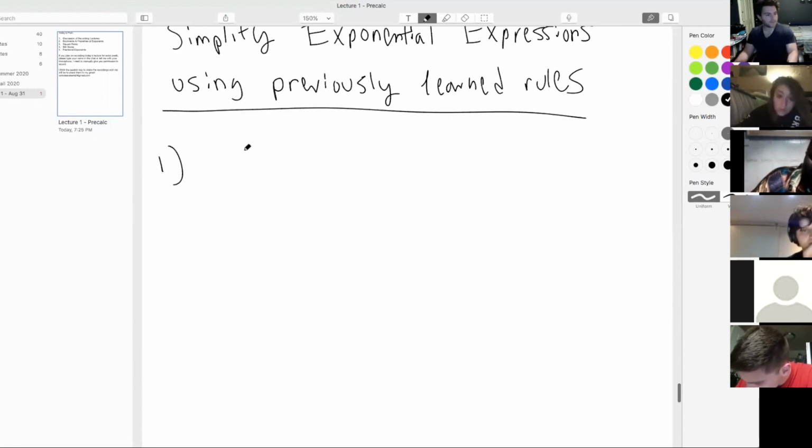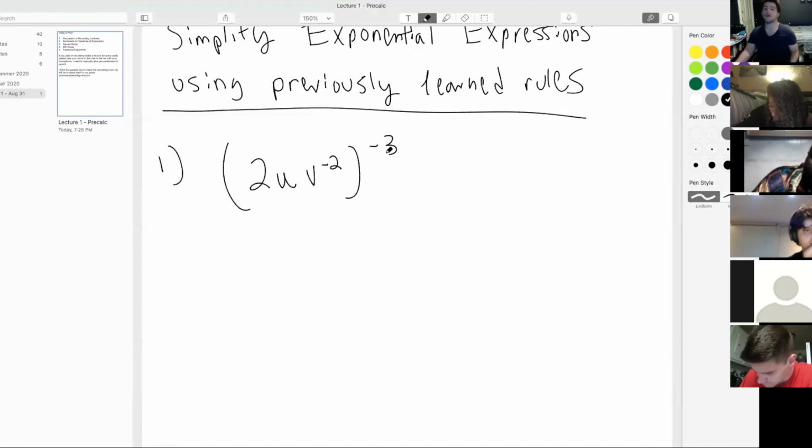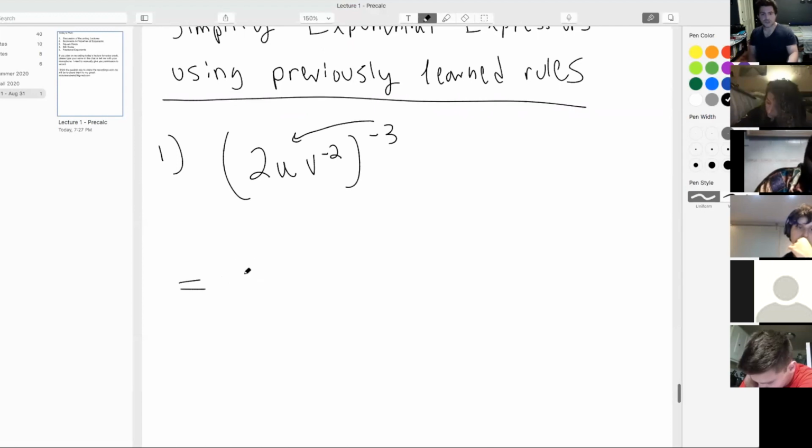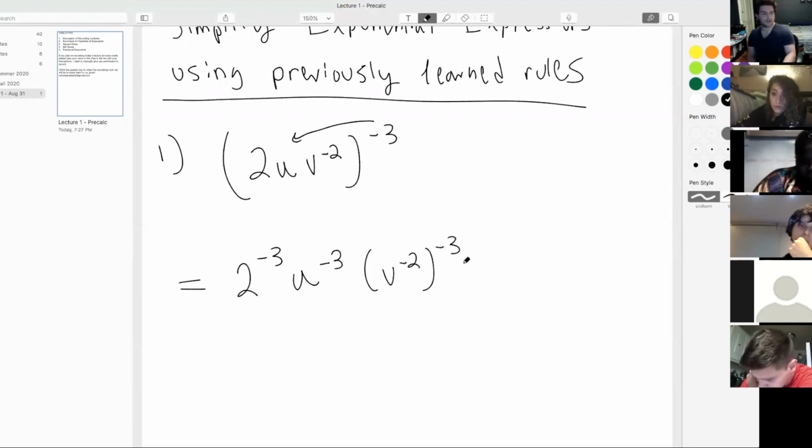Let's look at 2u v to the minus 2, that whole thing to the negative third power. There are a few ways you can attack this. You can make the exponent positive immediately by bringing it down, but how about we just distribute the power to each factor? So let's use the product rule. This would be 2 to the minus 3 multiplied by u to the minus 3 multiplied by v to the negative 2, that whole thing to the minus 3. This was by the product rule.